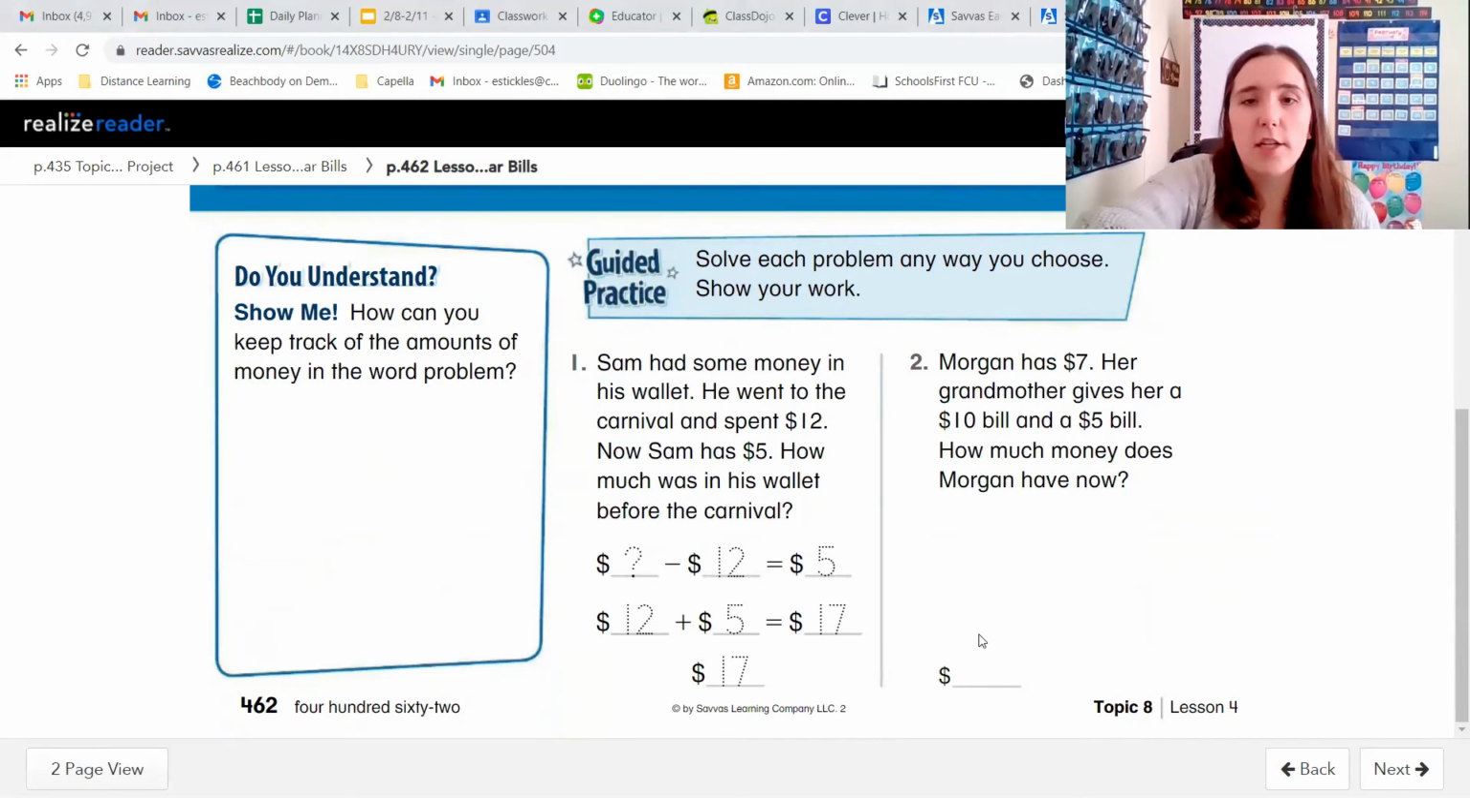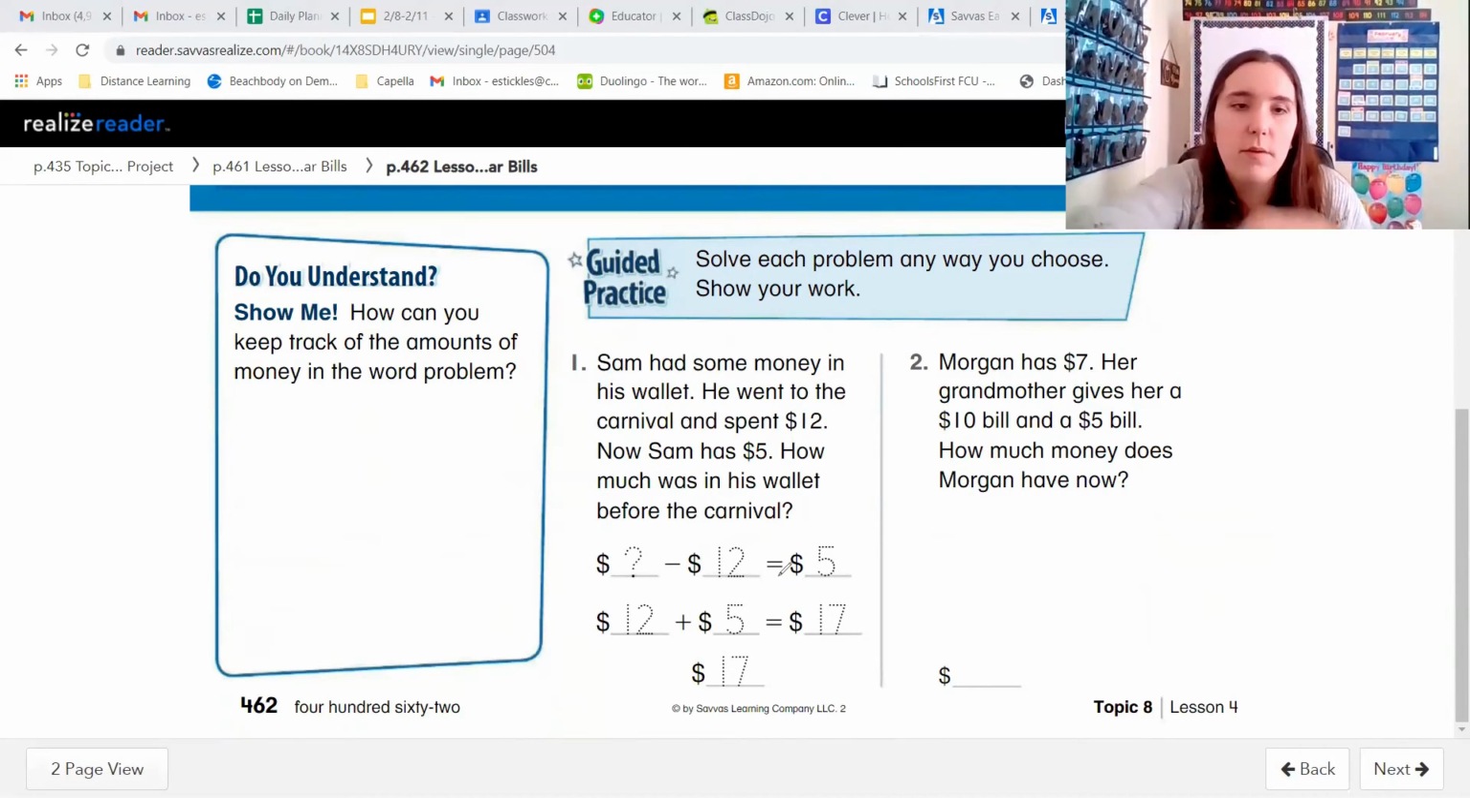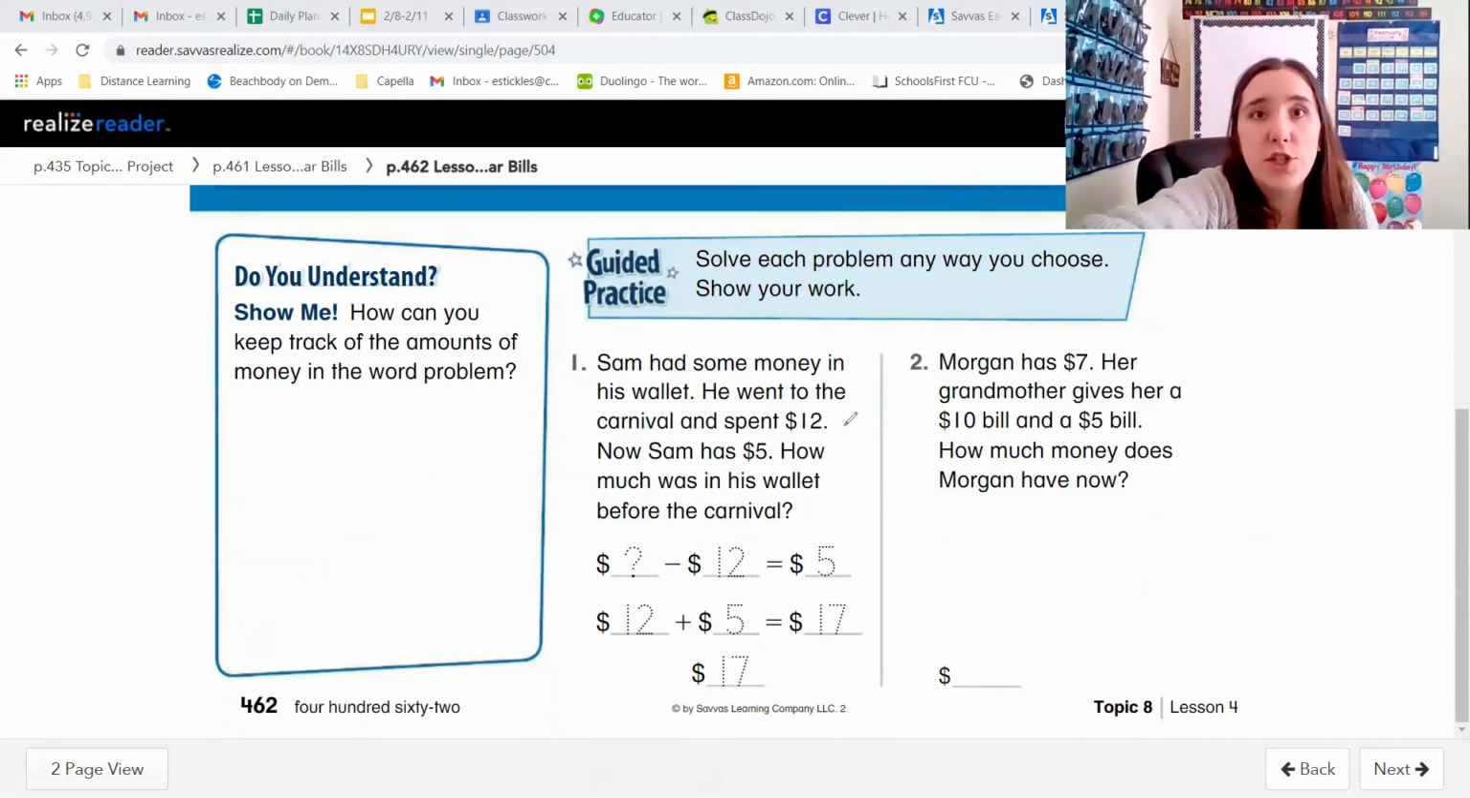Okay, let's go hop in our workbooks and do our guided practice problem together. Okay, we have 2 guided practice problems. We are on page 462 in our workbooks. So if you need to pause me to go get your workbook and turn to page 462, go ahead and pause me now. And then once you're ready, let's do these 2 problems.